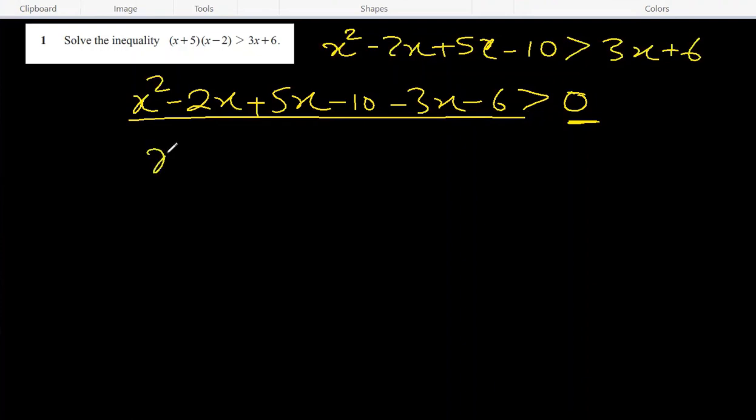All right, let's simplify this. x squared, this will be 3x and 3. Oh, x is gone. All right, yeah. Minus 16 greater than 0.